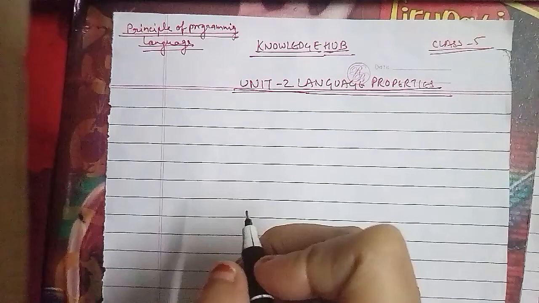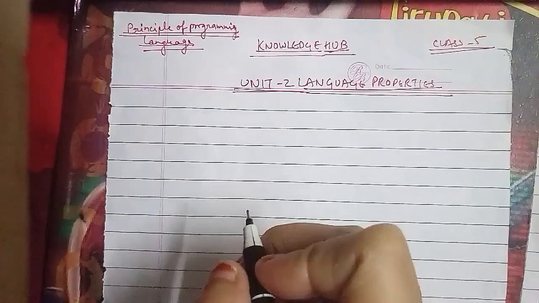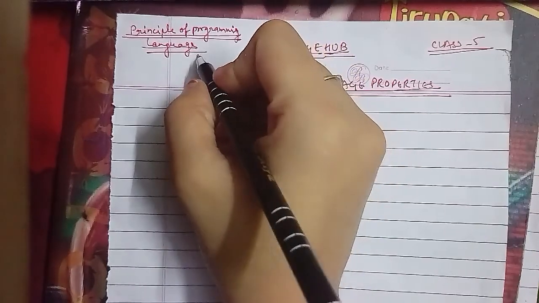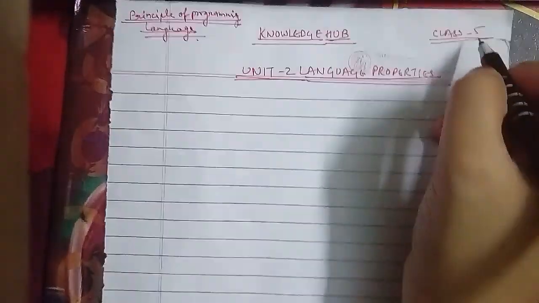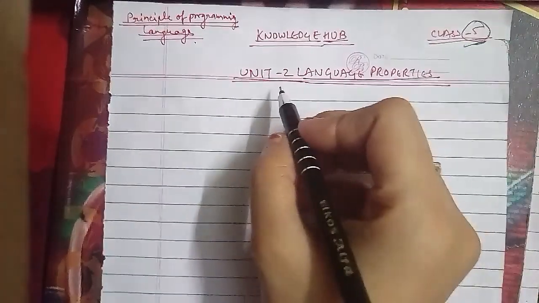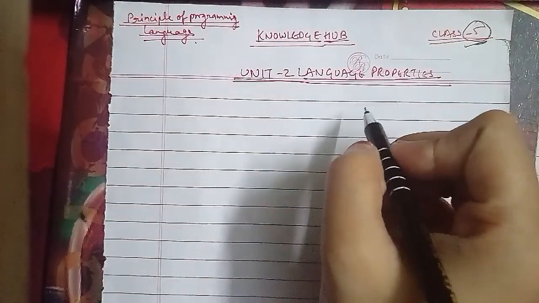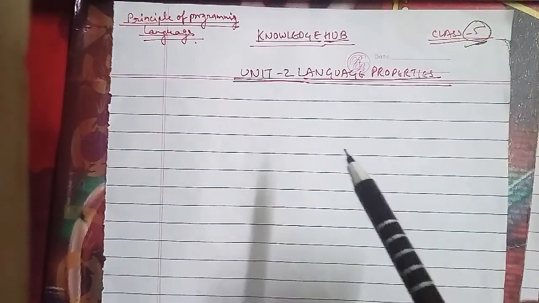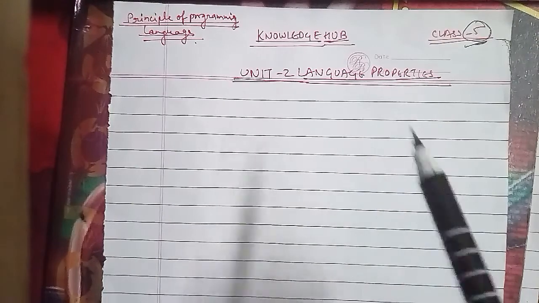Today we'll discuss the principles of programming languages. This is class 5. We have already done class 4, and this is unit 2, which is language properties. In the last class, we covered the control statements, and I told you about branching, looping and jumping, which we'll discuss in detail in this class.